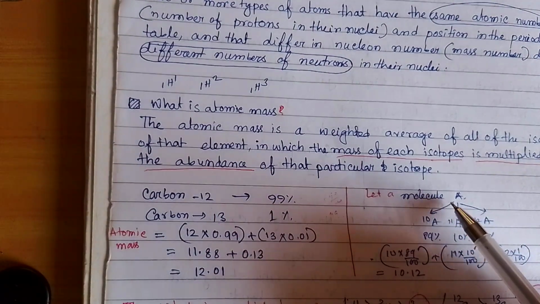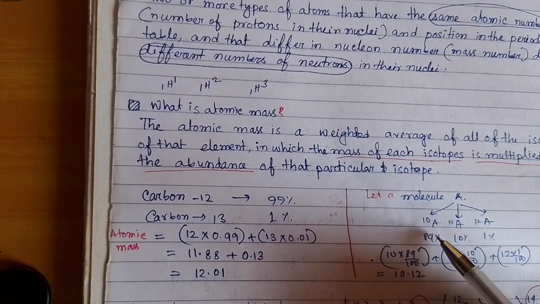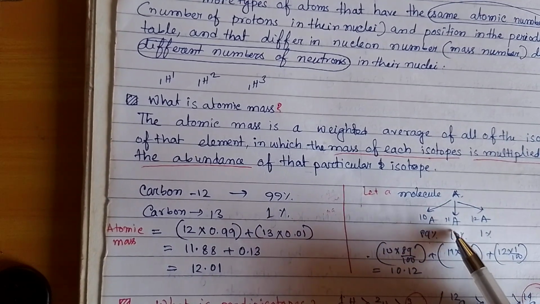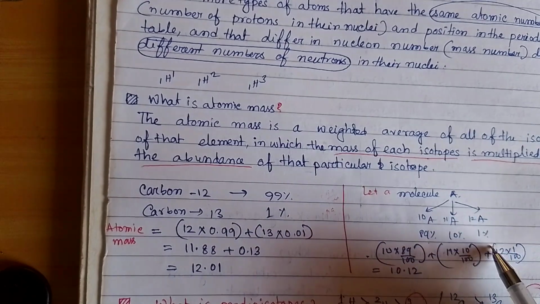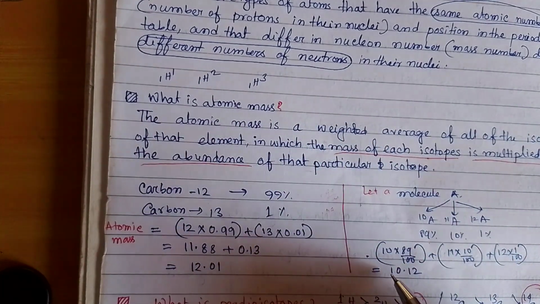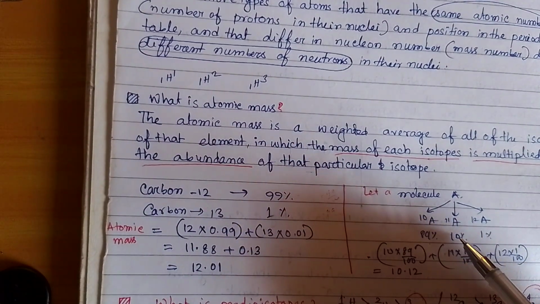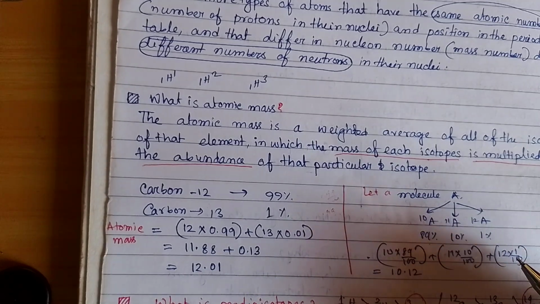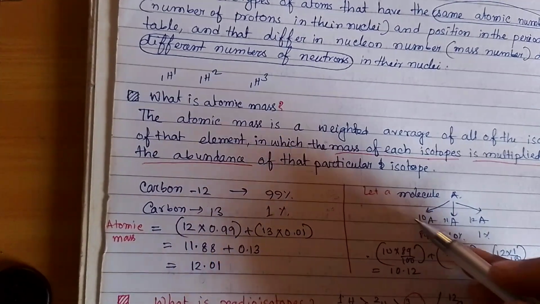In another example, take a molecule with 3 isotopes. One isotope, A10, has 89% abundance, A11 has 10%, and A12 has 1%. So the calculation is 10 into 0.89, plus 11 into 0.1, plus 12 into 0.01. So it will be 10.112. So that is the atomic mass.